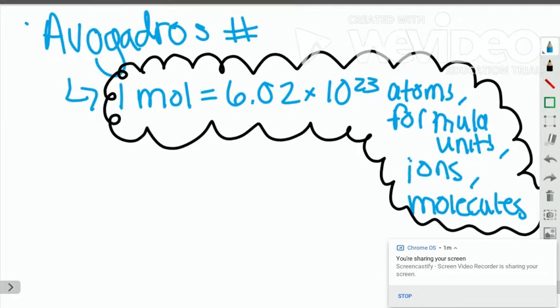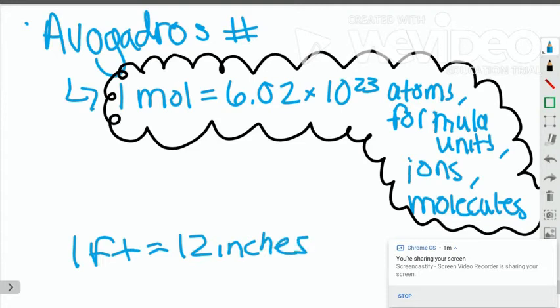So just like how at the beginning of this video I said 1 foot is equal to 12 inches, we're going to use that same method of using dimensional analysis or factor label method and setting up fractions in questions that will ask you to convert moles to molecules or molecules to moles. So I have some examples in the notes that will better explain why these two things are linked together.